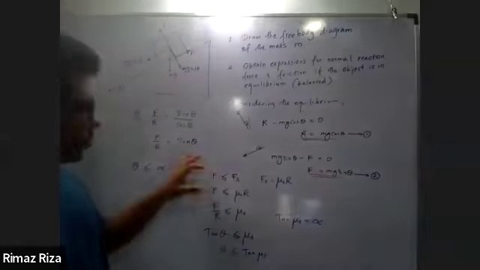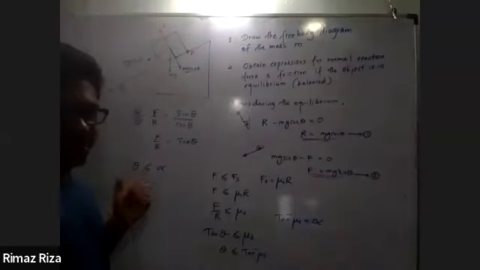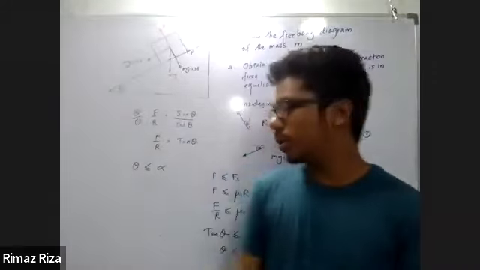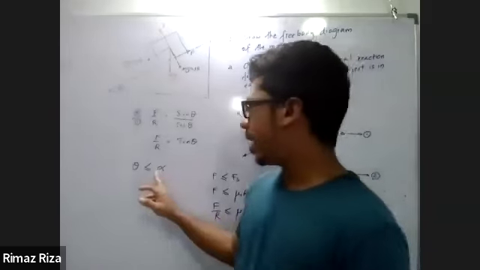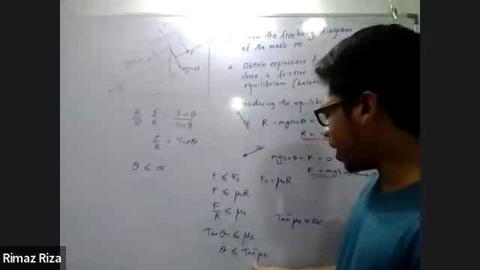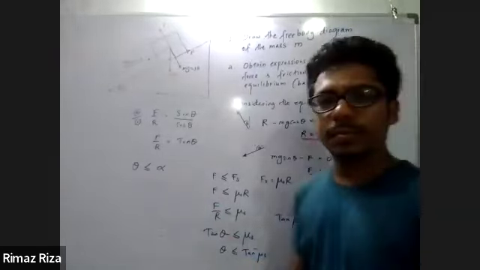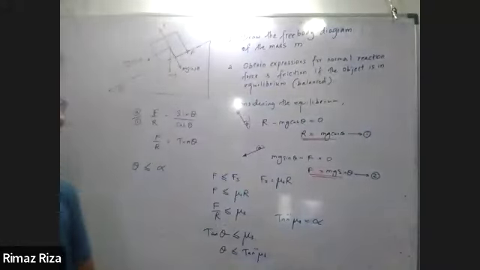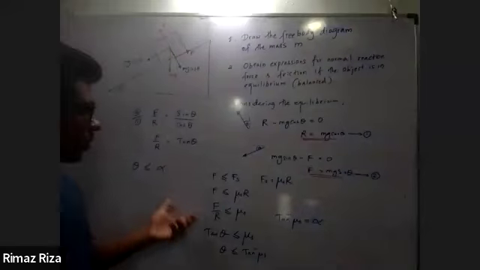I asked you whether you understood this fact that theta has to be less than or equal to alpha. Alpha is the angle that corresponds to tan inverse mu s. Okay, quickly write this down and then let me know. I'll give you the explanation.